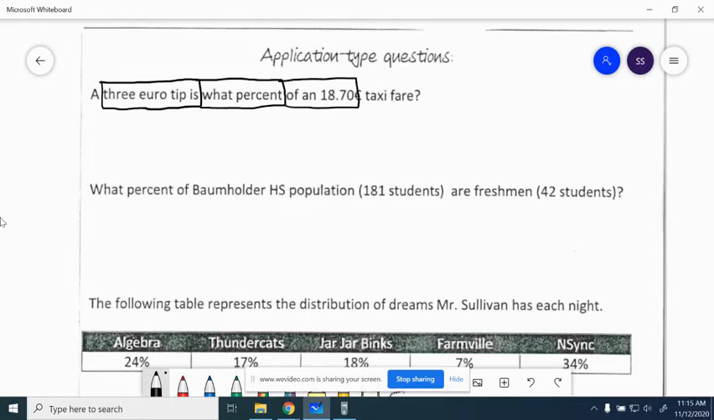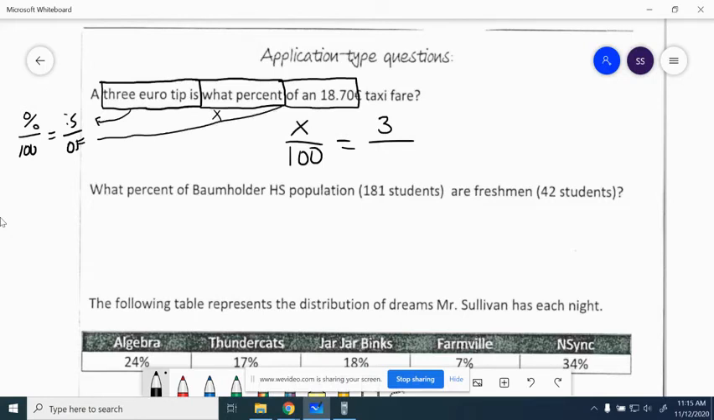All right, so now remember this is percent over 100 is equal to is over of. So we're going to set this up: fraction over 100 is equal to what other fraction? So we got 3 is with "is", so it's going to go on top. What percent, right? What tells us where the x goes? "What" is with the word percent, so that's going to go here. And "of" is on the bottom, so this 1870 will go on the bottom.